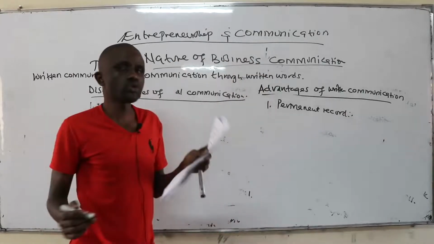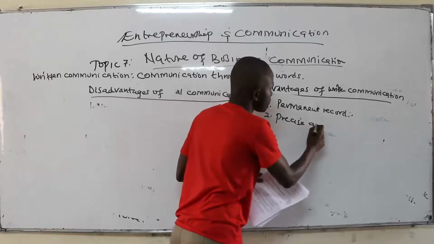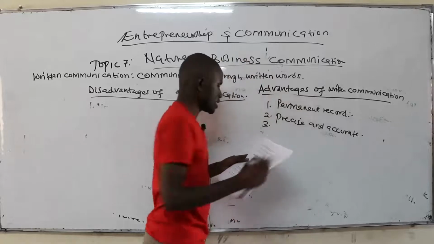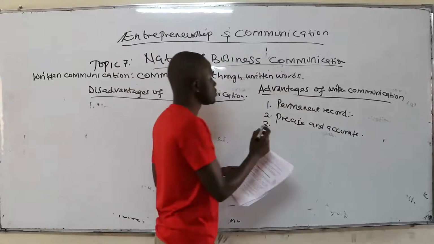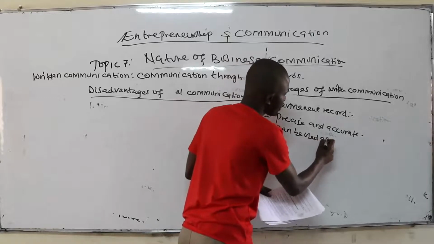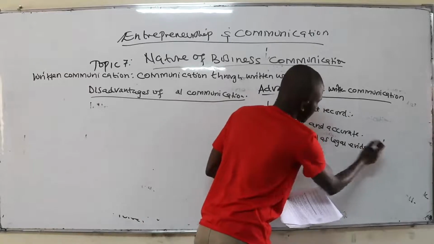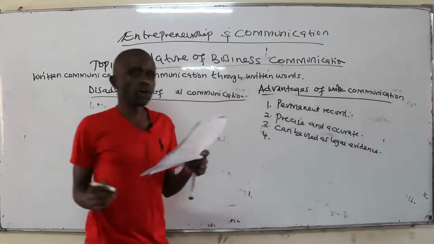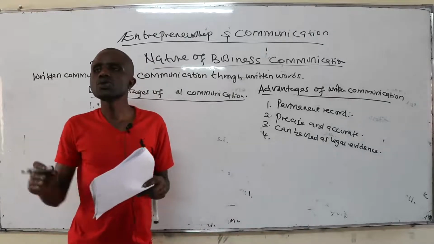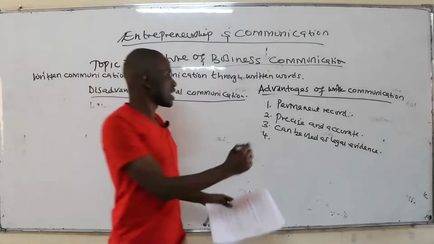Number two, precision and accuracy. Precise and accurate. And number three, can be used as legal evidence. And number four, wide coverage. Is that clear? For instance, you can do an email to so many people at once. Yeah, wide coverage.